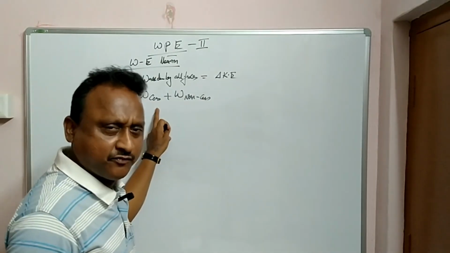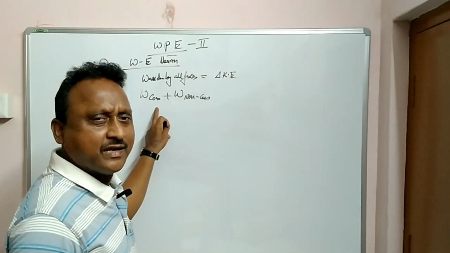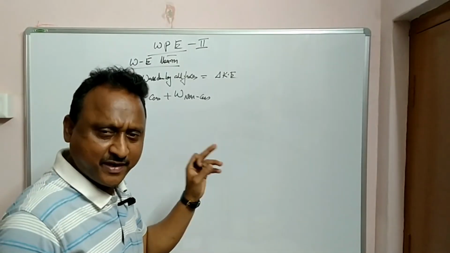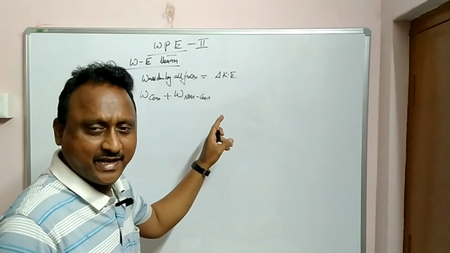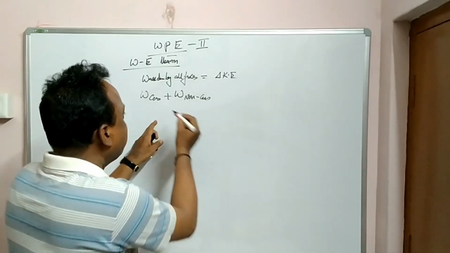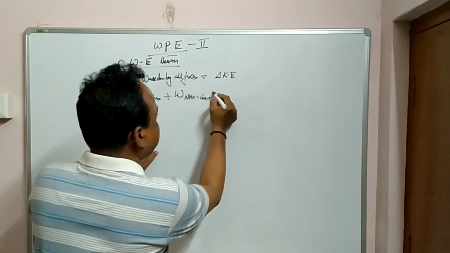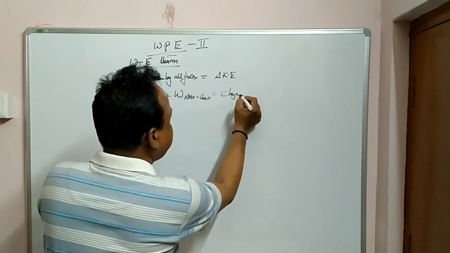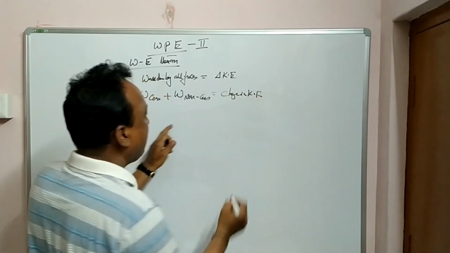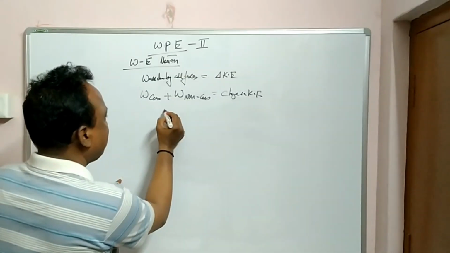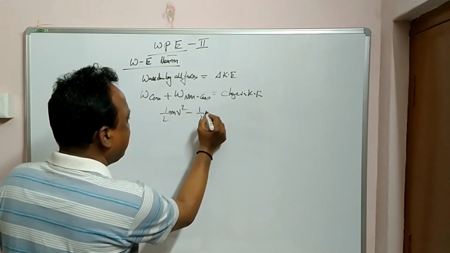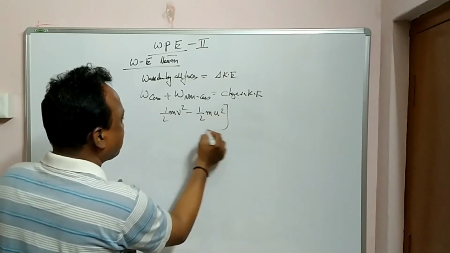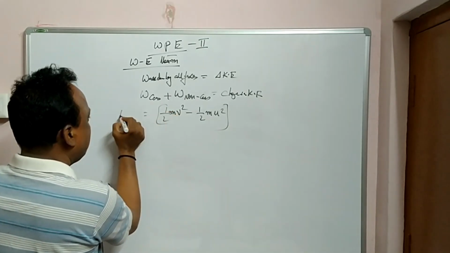కన్జర్వేటివ్ ఏంటంటే గ్రావిటేషనల్ ఫోర్సు. ఓకేనా? ఎగ్జాంపుల్ చెప్పాను కదా: gravitation, spring force, electrostatic. నాన్ కన్జర్వేటివ్ ఏంటి? Drag, air resistance and frictional. So this work done by all forces is equal to change in KE, or simply you can write it as half m v square minus half m u square is equal to work done.